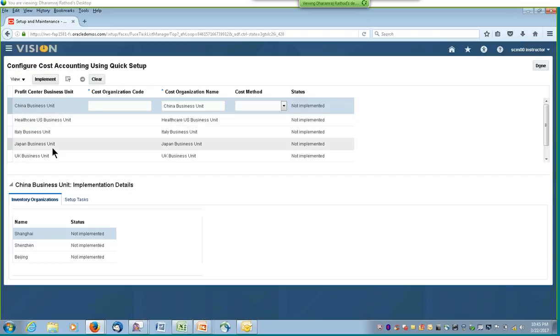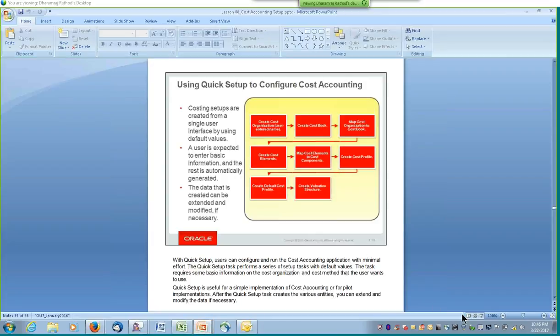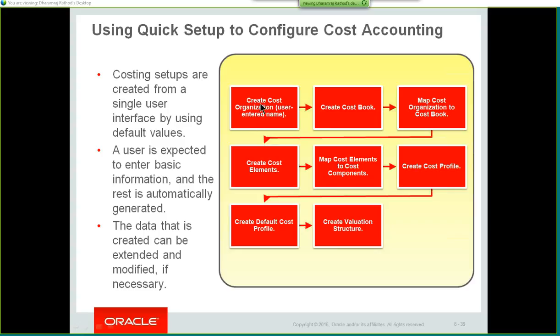So what we are asking you is just give the organization code and organization name and the cost method which you want to use, and we will do all of this automatically for you. And all of these are nothing but this one. What we do is we create the cost organization for you. We create the cost book. We map the cost organization to the cost book. We create the cost element. We map the cost element to the cost component, and we create the cost profile.